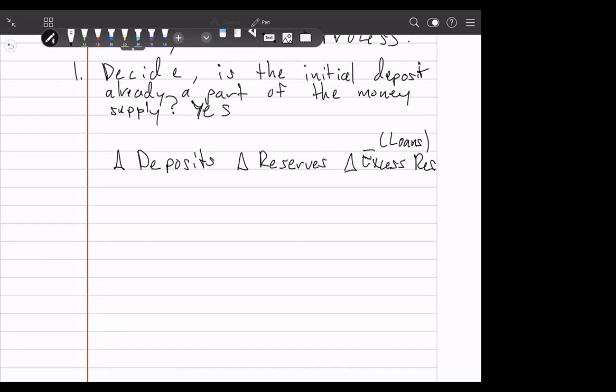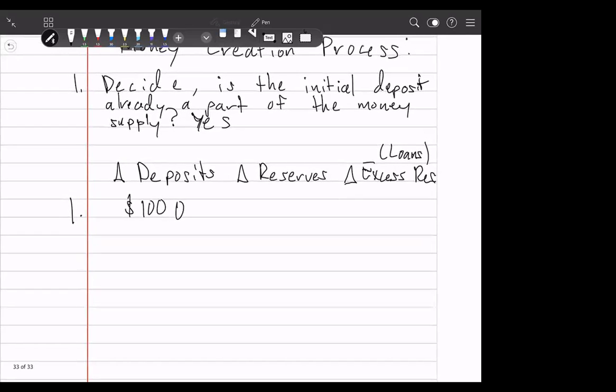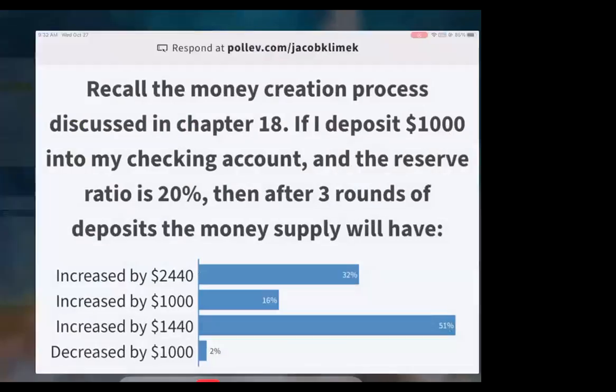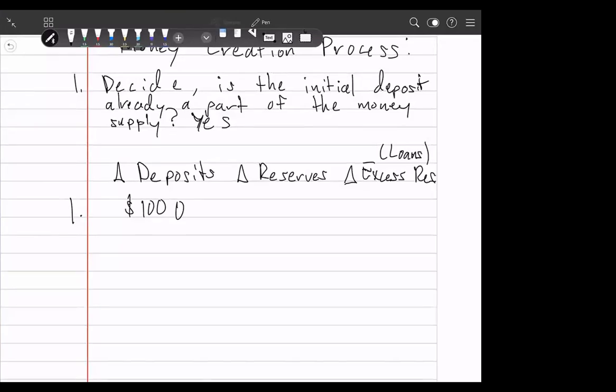Because what's happening in round one, we make a $1,000 deposit. So deposits are changing by $1,000. I might sometimes be flippant and not say the changes, but technically it is a change. What did we say? The reserve ratio is 20%. Somebody tell me how much the reserves need to change. Close. So 20%, $200. Yep, you're good. And then our excess reserves are going to change by $800.